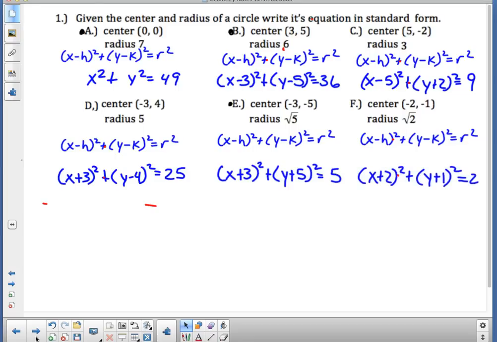How you doing? We doing okay? Now, everybody's starting to go, well, this is circles. This is awesome, right? So now we took a center and a radius and we wrote the equation.